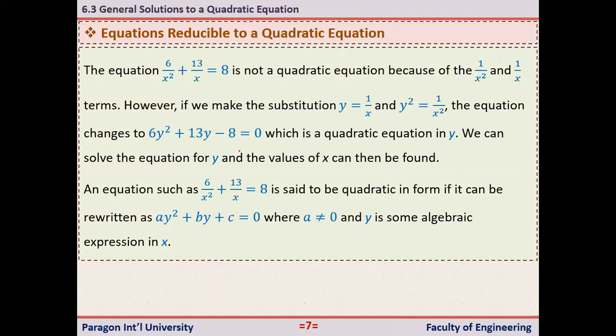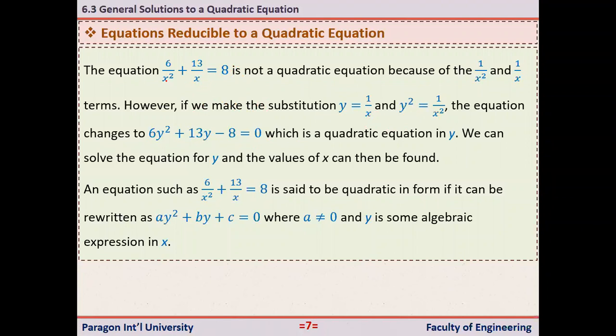Actually, a quadratic equation in the definition, if you remember, should be in the form ax squared plus bx plus c, right? However, by making some substitution, we can transform this into a quadratic equation. So if you just introduce the variable y equals 1 over x, at the time, y squared will be 1 over x squared, right? If you just square both sides of this equation, we get this.